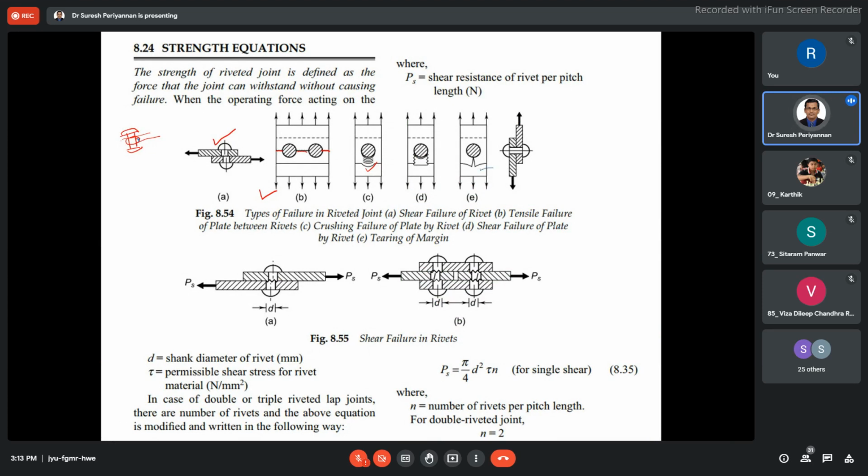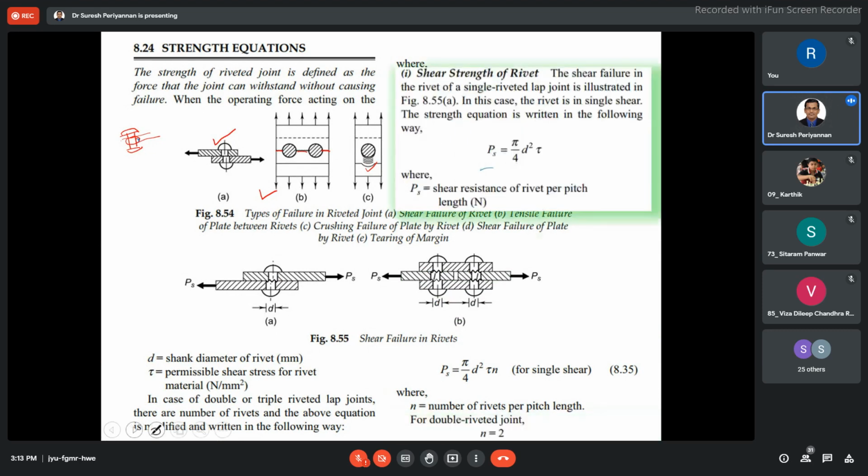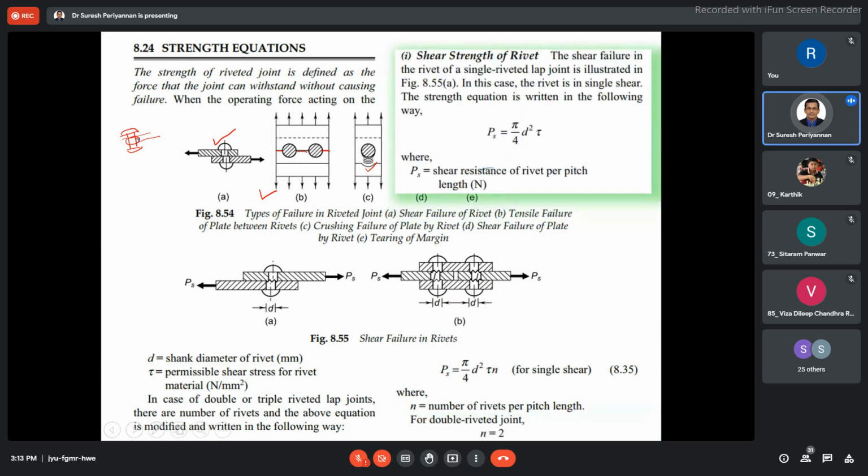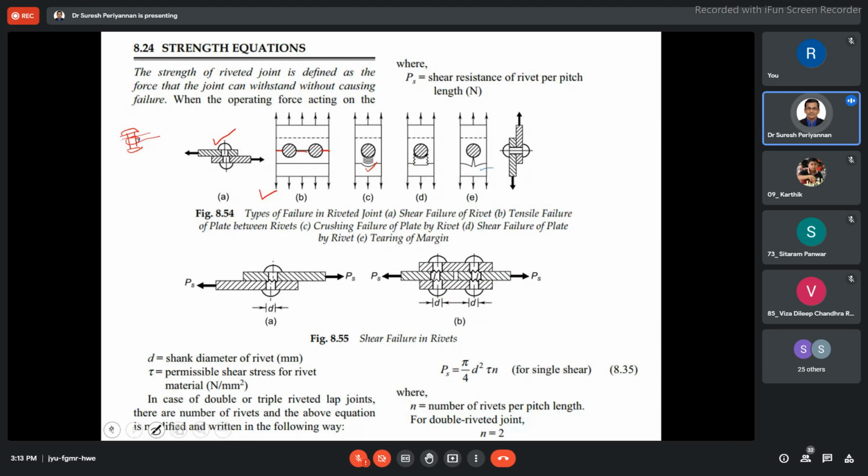Tearing of the margin. This is the main importance. These three failures are very, very important: shear failure of the plate, tensile failure of the plate, and the crushing failure of the plate. These are very important.